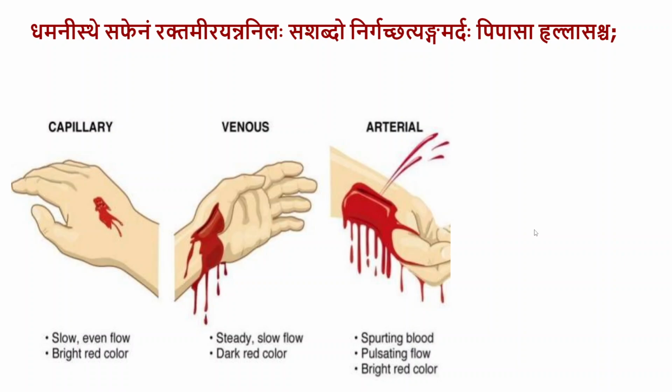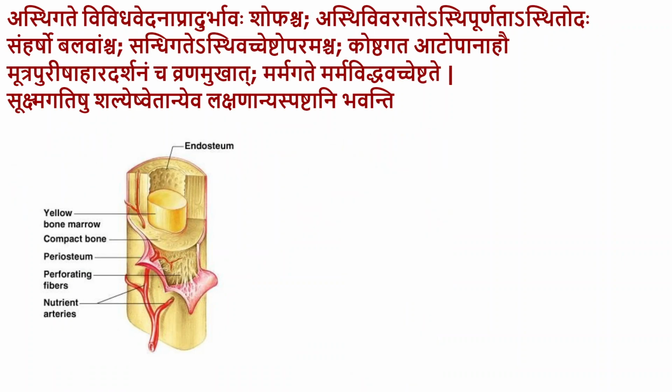And along with that, it produces the signs of hypovolemia, where the blood loss is the presenting symptom, and it can have a hemorrhagic shock. And that hemorrhagic shock signs are pipasa, hrilasaha, angamardaha, or then of course even unconsciousness or death. Now, wherever the lesion is in the bones, astigate, vividha vedana pradurbhavaha shofrascha.